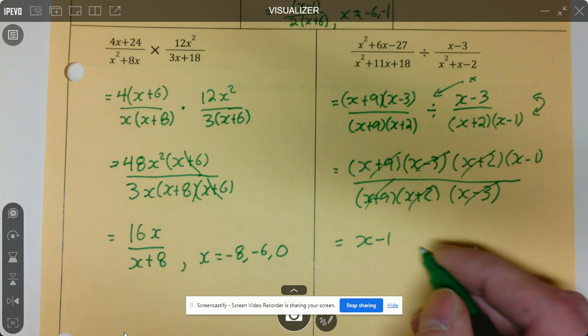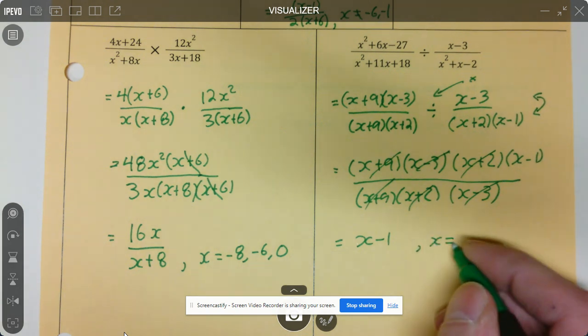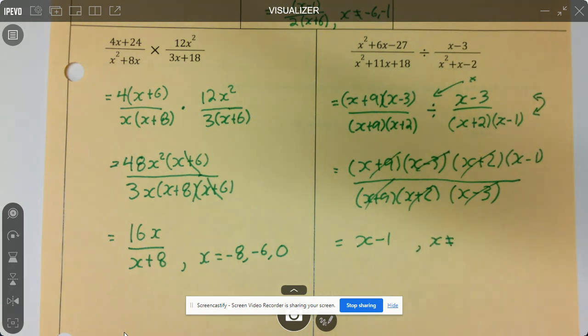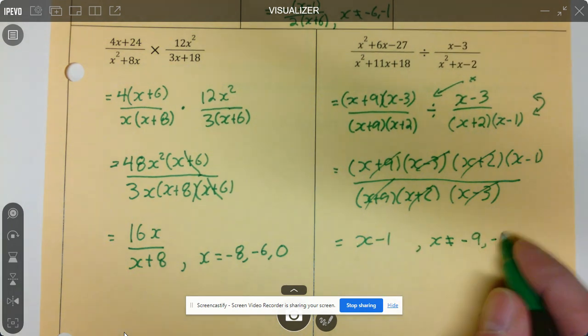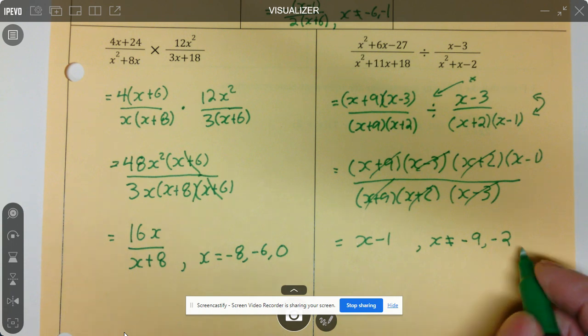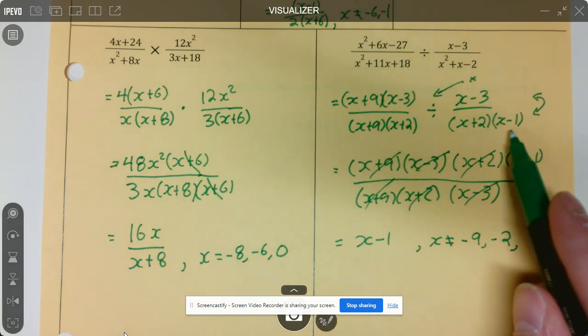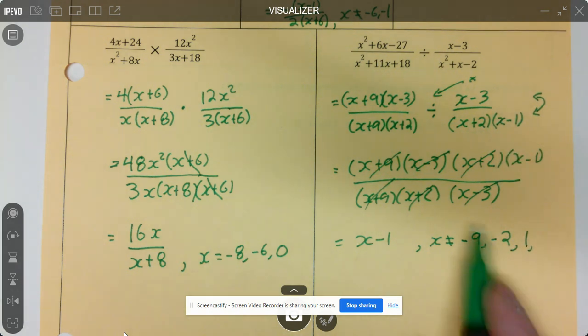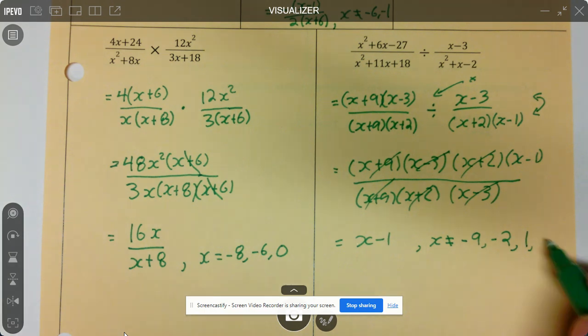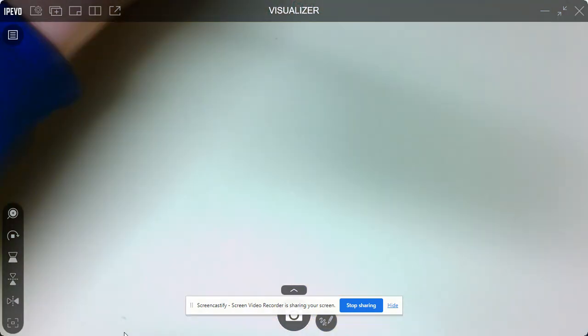When I state my restrictions, anything that would ever make the denominator equal 0 at any step in the question needs to be stated. So I've got -9, -2. And then I've also got +1, because at one point in the question, x minus 1 was a factor on my denominator. And then later on in the question, x minus 3 was on the denominator. So I should write down 3 as my restriction. So whatever shows up as a factor in the denominator, you need to make sure to identify that restriction. So that's multiplying and dividing.